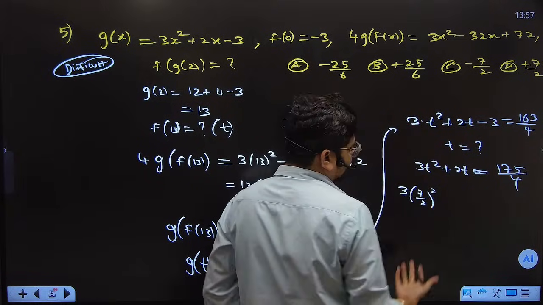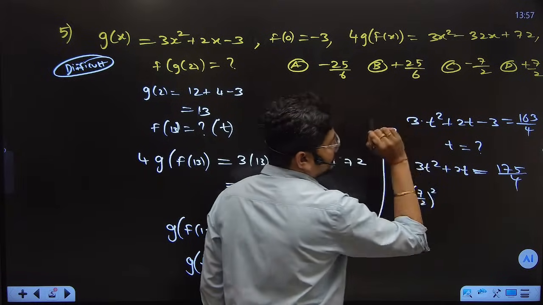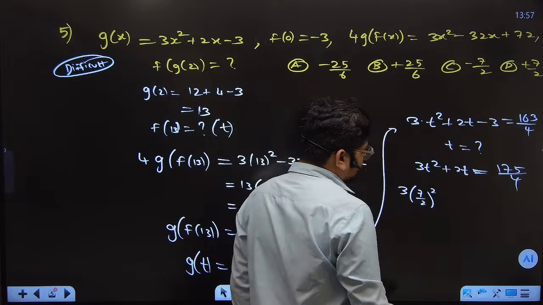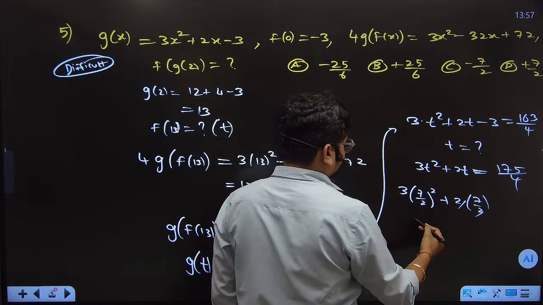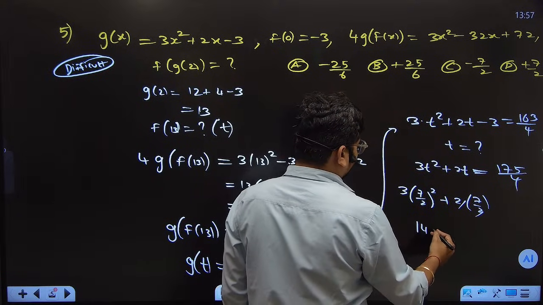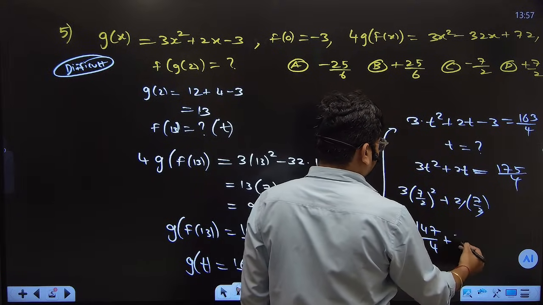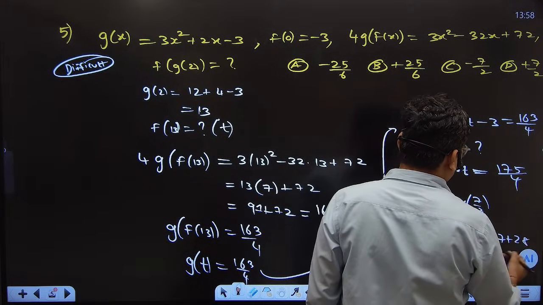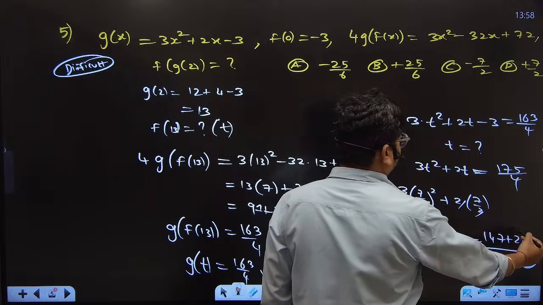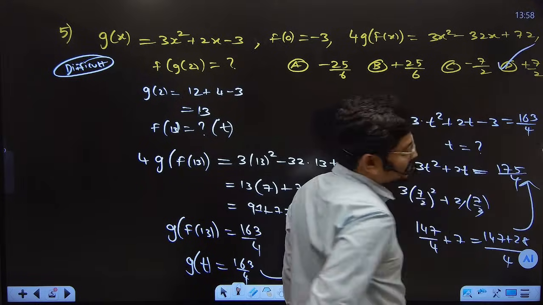I'm just going back to the options because I can see denominator 4 is there, so the answer has to be between C and D. So 2 times 7 by 2, if I look into it, this is 49 into 3, which is again 147 by 4 plus 7. So 147 plus 28 by 4, which is exactly 175 by 4. So definitely the answer has to be option D, right?